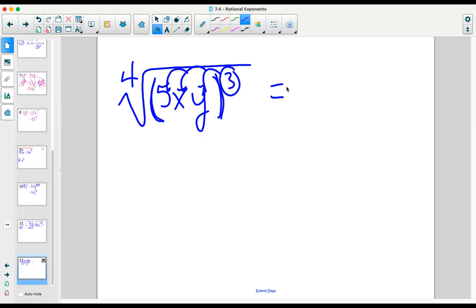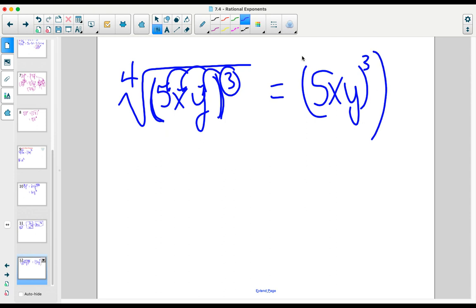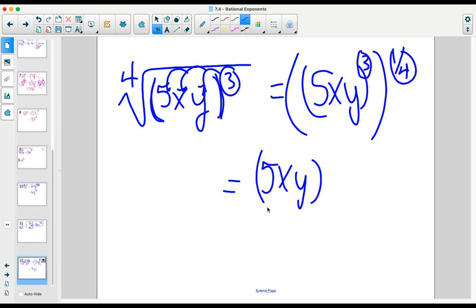So when we move the root to being another power, we're already going to have 5xy to the third power. We're going to need another power of the entire thing to represent that root. Similar to what we saw in the previous example, we can multiply these two powers together, and we get 5xy, all of this, to the 3/4 power.